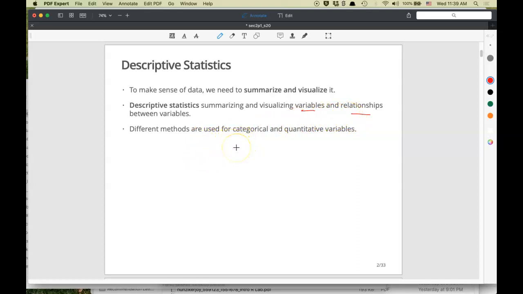Now, the reason we spent time at the beginning in section 1.1 talking about categorical versus quantitative variables is that we're going to use different methods depending on whether we have quantitative or categorical variables. We won't want to be taking the average of the color of a garment, where something is coded categorical, but it would make sense to talk about the average if we're dealing with a quantitative variable.